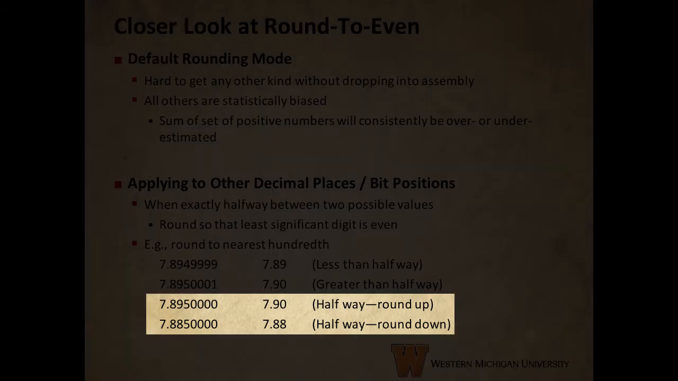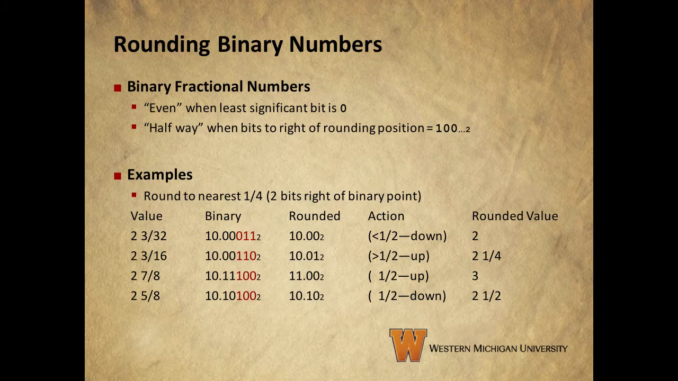Take a look at the 2 examples at the bottom of the slide. Both are halfway, but the first one will give us an even number as the least significant digit by rounding up, and the other does so by rounding down. So, what does all this look like when we're dealing with binary numbers? Well, binary numbers are even when the least significant bit is 0 and odd when it's 1. When we say halfway, we mean that the bits to the right of the rounding position are of the form 1 followed by nothing but zeros.